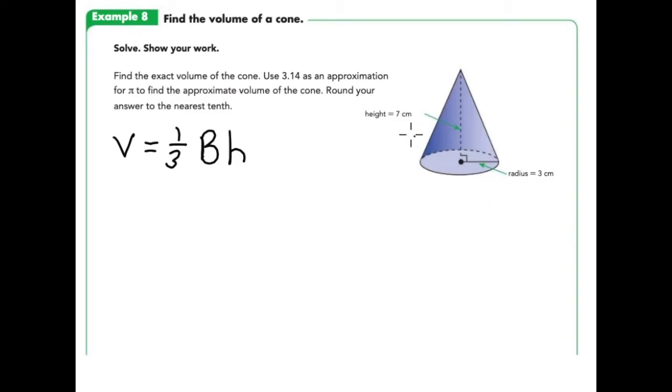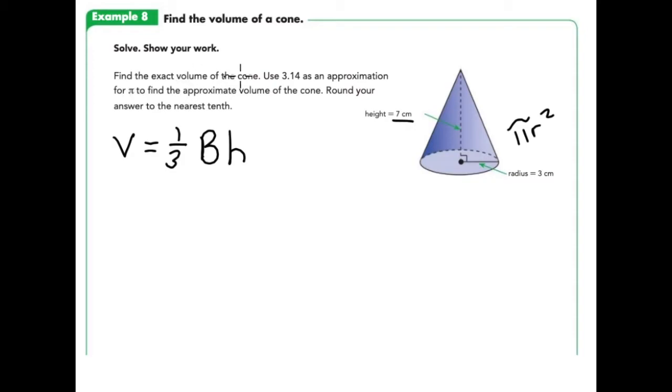The height is given here. The height is given as 7 centimeters. And we have the radius of the base. The area of the base of a cone is circular, so we are going to use the formula of pi r squared to find the area of the base. So once we have our given information, we can plug it in to where it belongs.